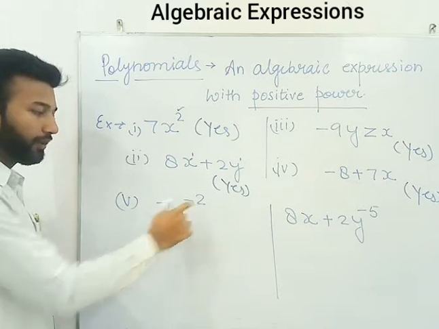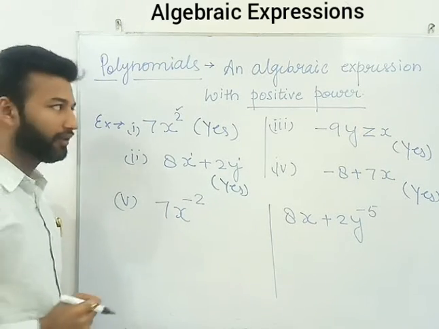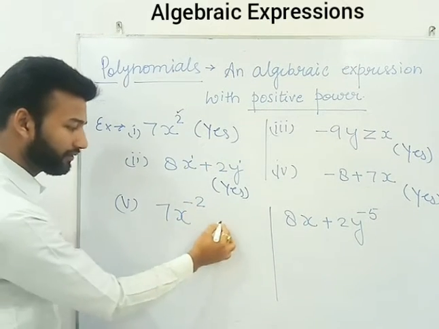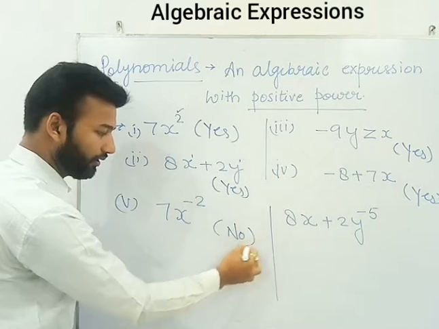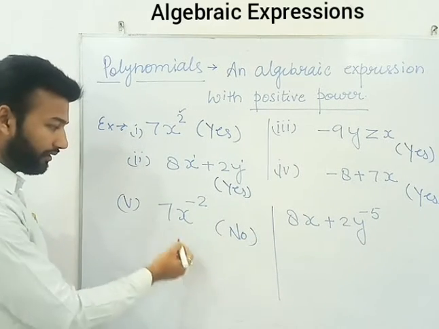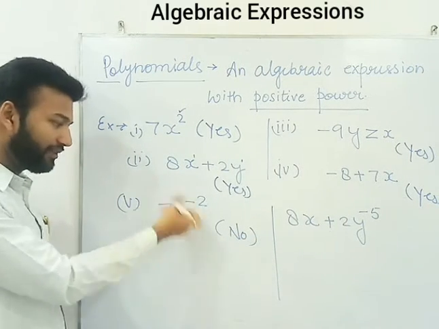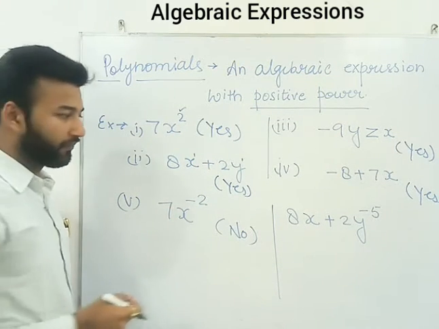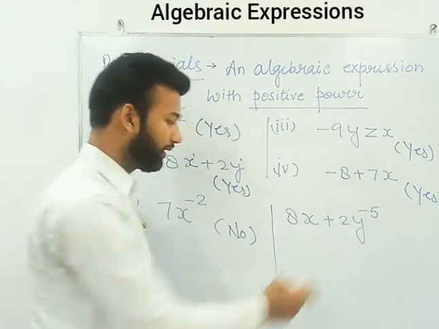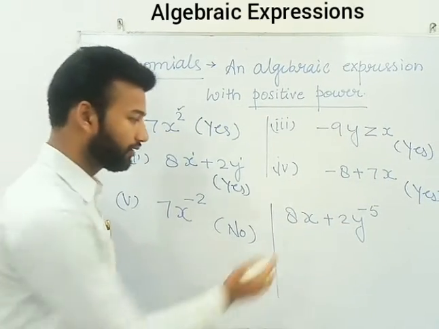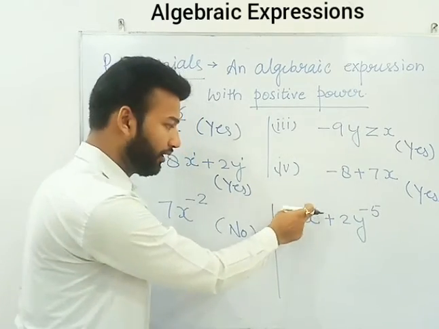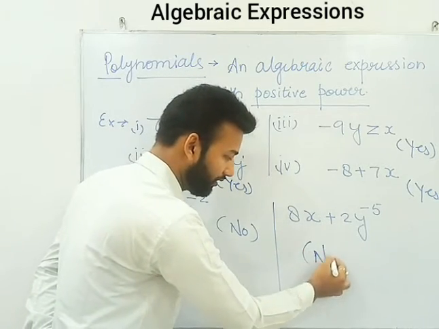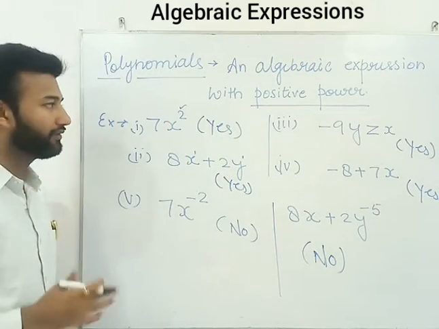Next, 7x to the power minus 2. Is it a polynomial or not? See, a polynomial is an algebraic expression with positive power. Here the power is negative. That's why this is not a polynomial. The reason is that a negative power means the reciprocal of the number. Next, 8x plus 2y to the power minus 5. Is it a polynomial or not? See here, positive power, because no power is written, then 1. But here is a negative power. That's why this is not a polynomial. I think it is very clear. Okay.